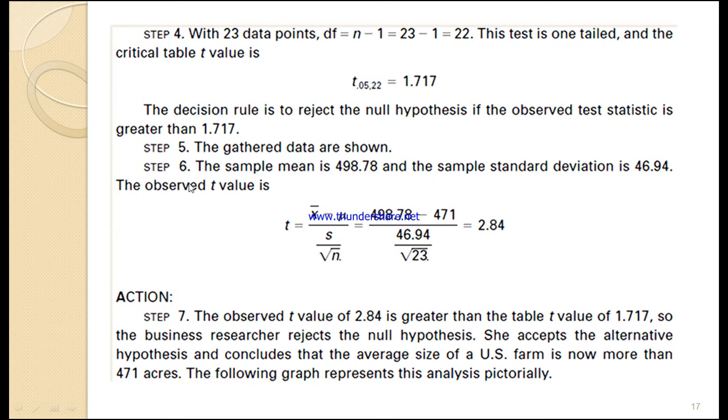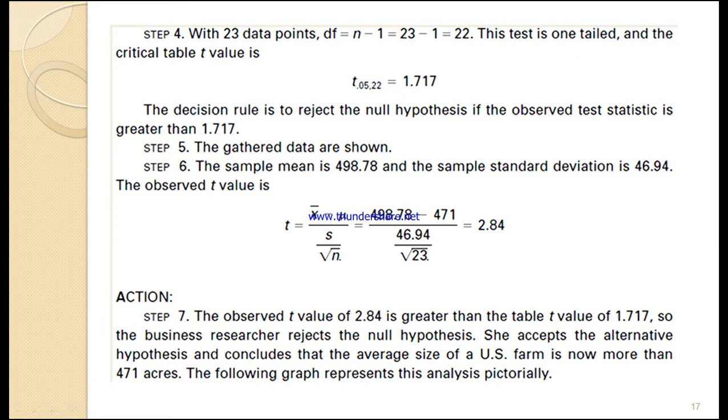Therefore, the observed or calculated t-value is t equals x bar minus mu, all over s divided by the square root of n. Let us substitute figures in this formula. X bar is 498.78, minus the population mean, 471, from our hypothesis, all over s, or sample standard deviation, 46.96, divided by the square root of n, which in our case is 23. Finally we will get 2.84. This is the observed or calculated t-value.